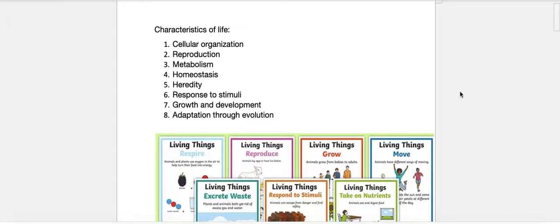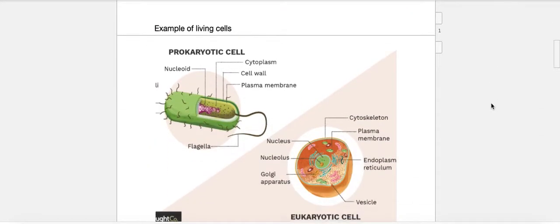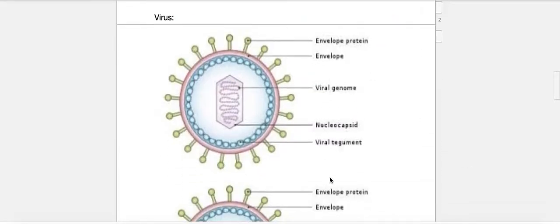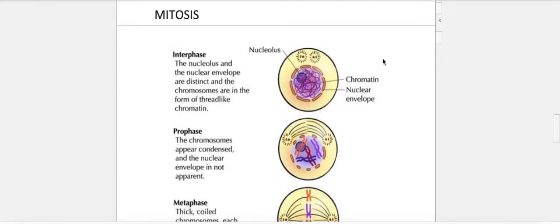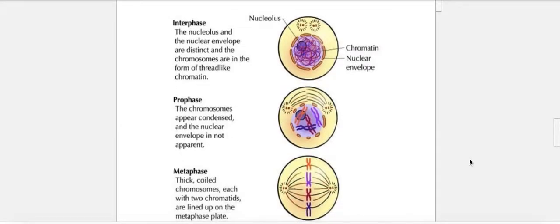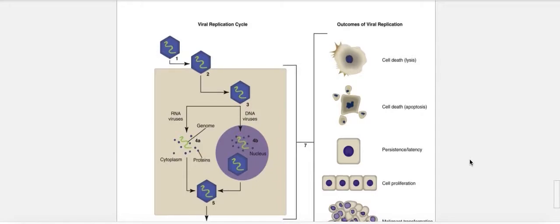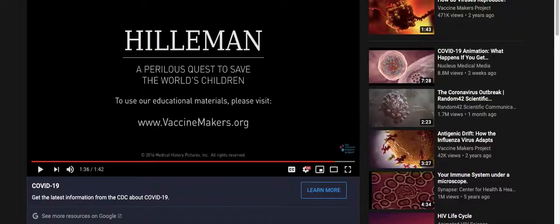Last time we talked about characteristics of life. We talked about some basic cellular structures. We talked about the virus structures. And last week we also talked about mitosis, which is the basic way eukaryotic cells, like our human cells, divide. And today we're gonna get into viruses, which should be really fun because of what's going on right now.